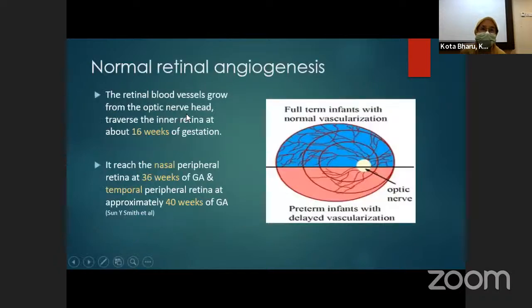Okay, this is normal retinal angiogenesis. Just a quick review. The retinal blood vessel grows from the optic nerve head. It traverses the inner retina at about 16 weeks of gestation. And then it will reach the nasal peripheral retina at about 36 weeks gestational age, and it will reach the temporal peripheral retina at about 40 weeks gestational age.